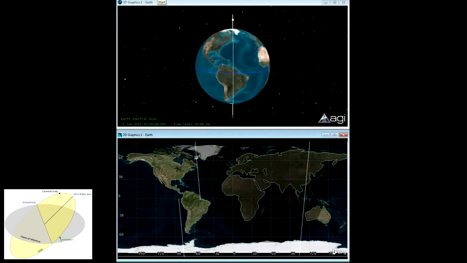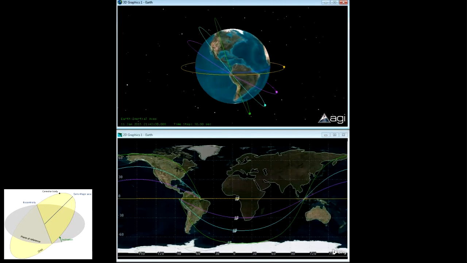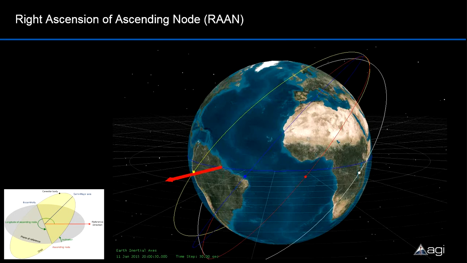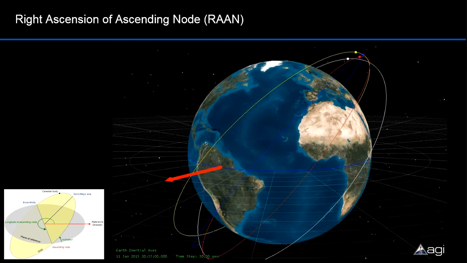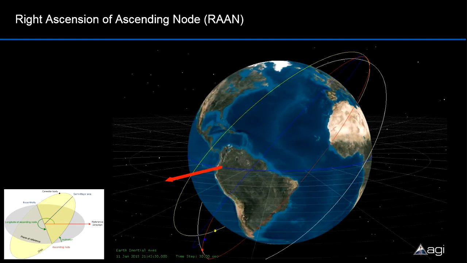Here's a polar orbit with a 90-degree inclination. Inclinations higher than 90 degrees are called retrograde orbits, since the rotation goes counter to the rotation of the Earth. Here we shift the right ascension of the ascending node. The satellites all cross the equator at the same time, however they cross at different points.